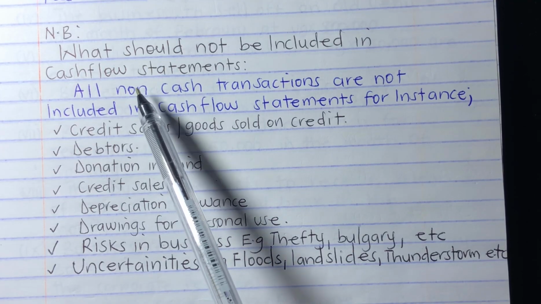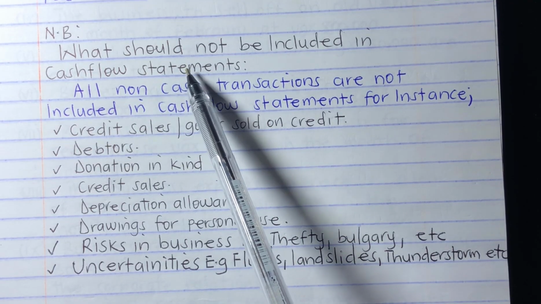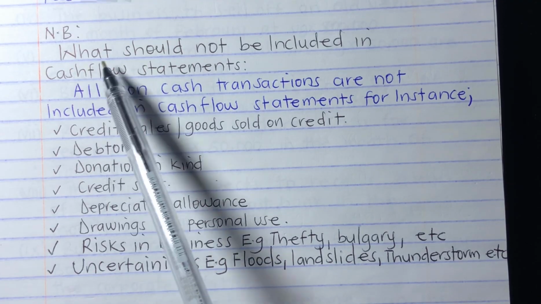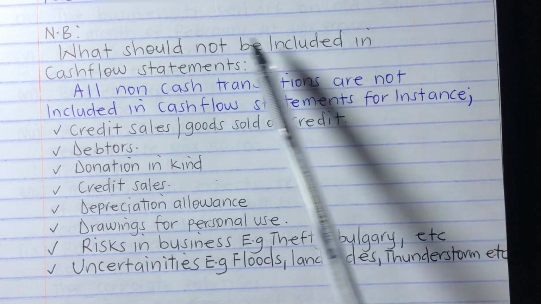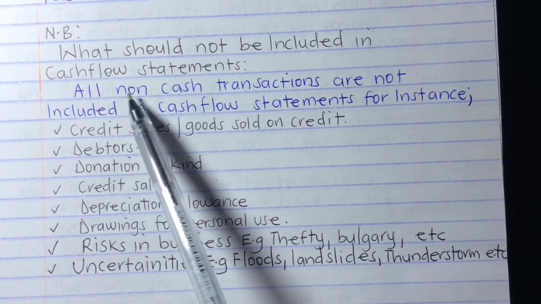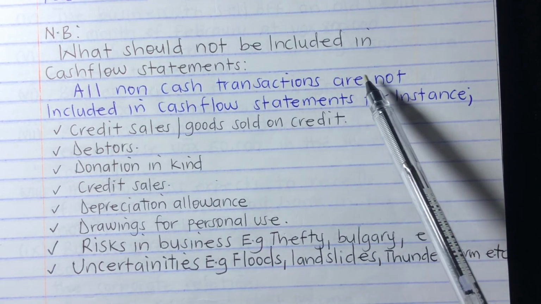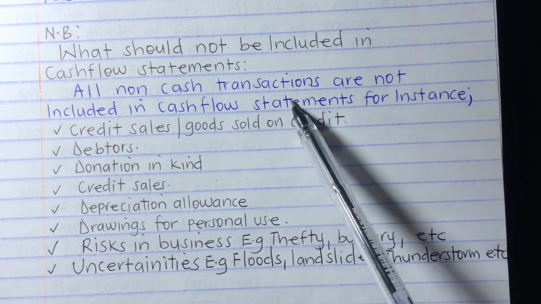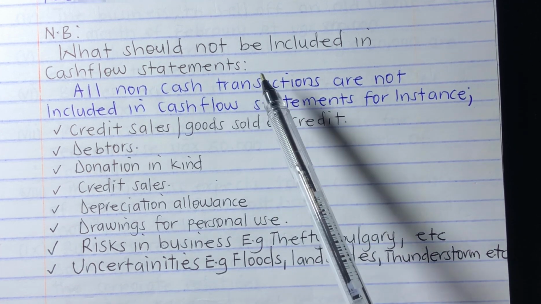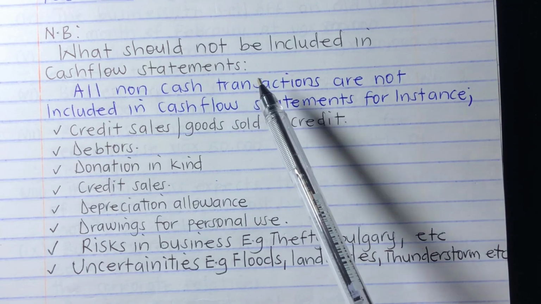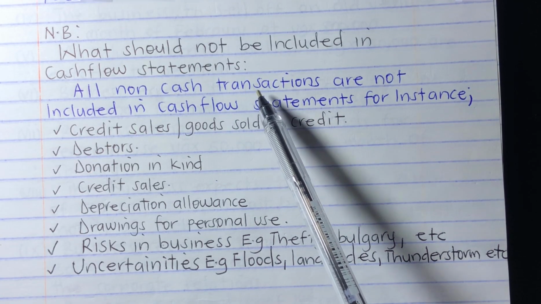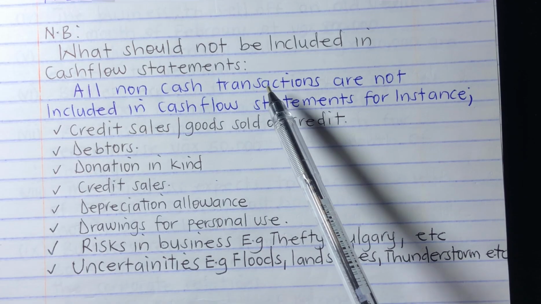So anything that is not cash is not recorded in the cash flow statement. We have a note here, an NB. What should not be recorded in cash flow statement or cash budgets? All non-cash transactions are not to be recorded in the cash flow statement, meaning any transaction that is credit that didn't involve cash is not recorded in the cash flow statement. If you record it there, meaning you're losing it out.